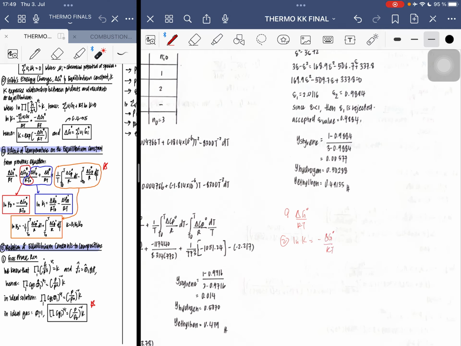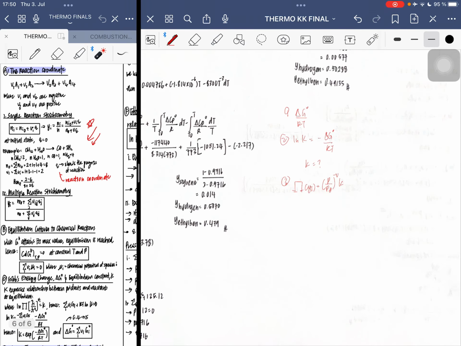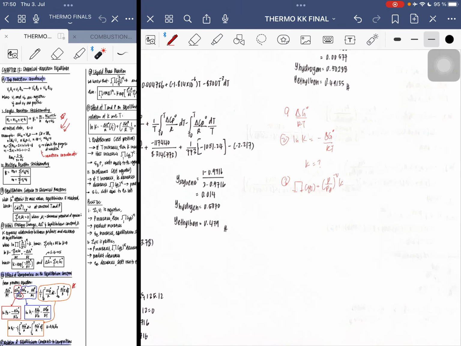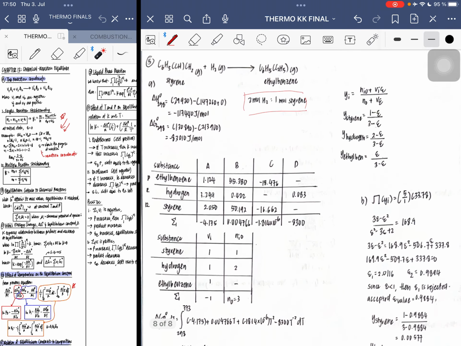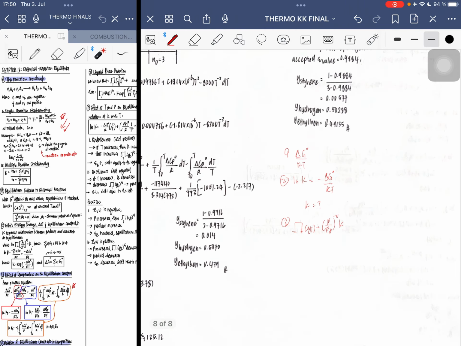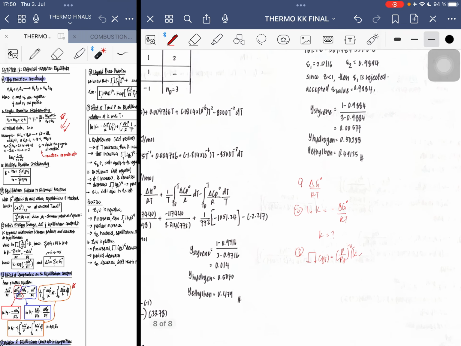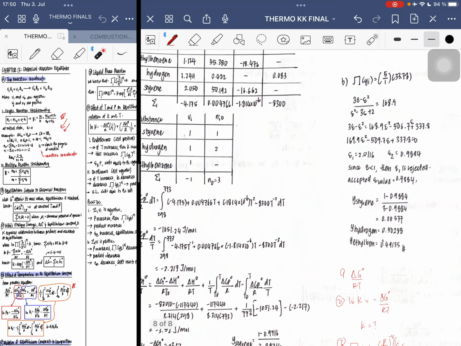So the product of Yi equals P over P naught to the power of negative V times K, where V is just the stoichiometric coefficient, and K is from here. If you already find K and you already know the pressure of the system and the initial pressure, then it's pretty much very simple. These are just the general steps to solve this question. So let's solve one by one.